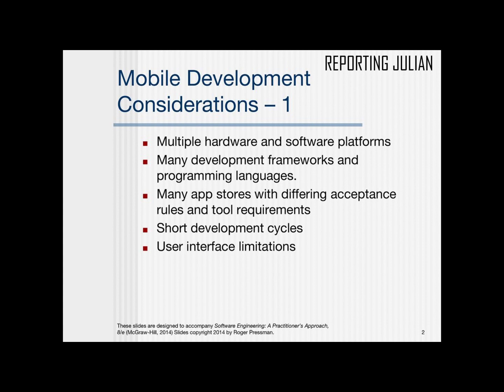Number 4 is short development cycles. Mobile apps often have quick development phases, so due to fast technological changes, developers need to iterate rapidly to keep up with trends and stay competitive.